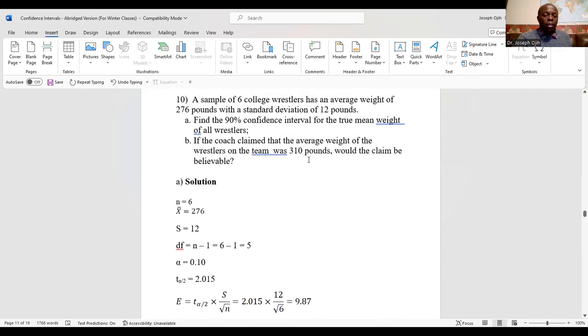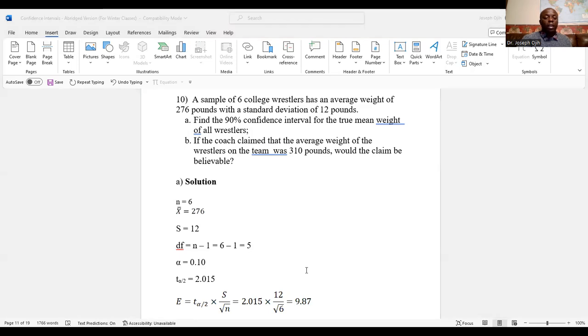Now, I want to show you how you can do this in Excel as well. Once you have the summary statistics, you can just put in what we are given. Sample size is 6. X bar, the sample mean, is 276. Sample standard deviation is 12. The confidence level is 90%. Now let's go and put this in Excel. You can see that our answer will be the same.